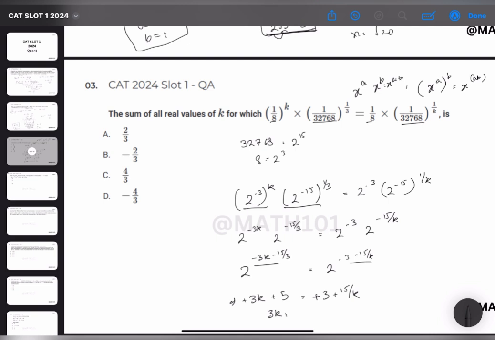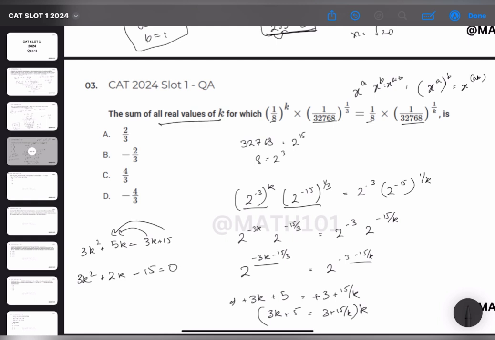3k plus 5 equals 3 plus 15 by k. Multiplying by k, we get 3k square plus 5k equals 3k plus 15. Bringing both of these over here, we get 3k square plus 5k minus 3k, that is plus 2k, minus 15 equals 0.